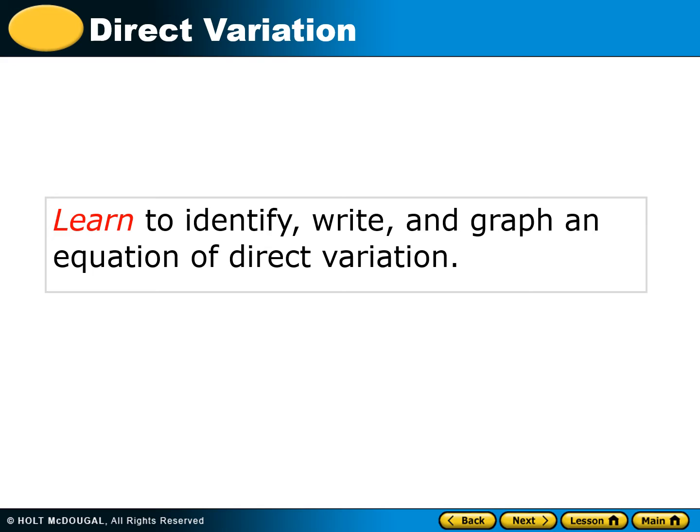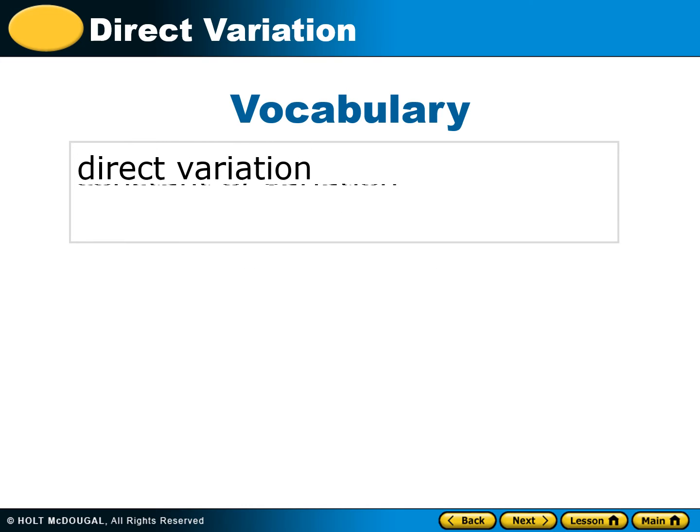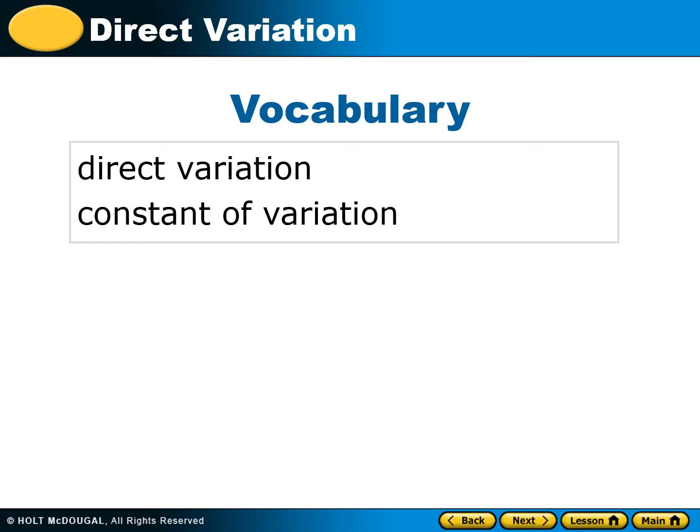In this topic, you are going to learn to identify, write, and graph an equation of direct variation. These are the vocabulary words that you need to know: direct variation, constant of variation. Most of the time, we are going to talk about direct variation and constant of variation.